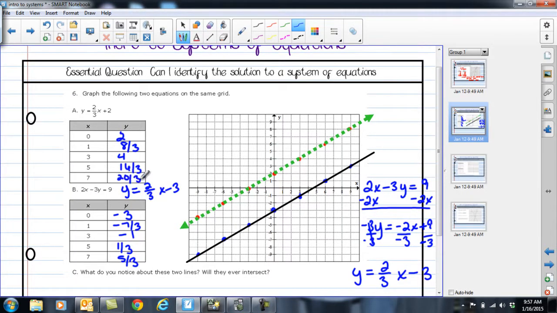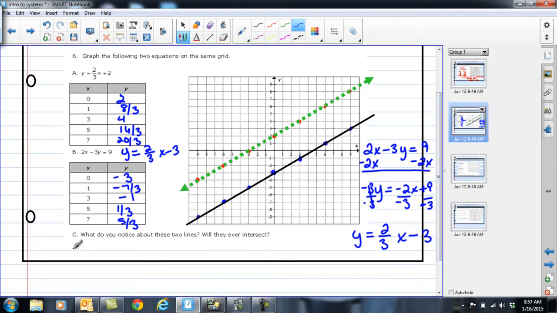So those are my numbers. Those were my values. They weren't fun to plot. That's why we didn't use the tables to plot them. We just used our slope and our y-intercept. So hopefully you noticed that these two lines are parallel, which means they will never ever intersect. So I noticed they're parallel. Will they ever intersect? No. What that means is, since they don't intersect, there's not a solution point. They have to intersect to have a solution, so these two lines have no solution.